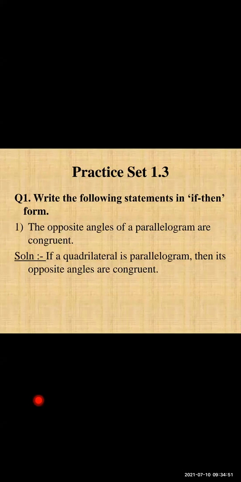If a quadrilateral is a parallelogram, then the opposite angles are congruent. Okay. If a quadrilateral is a parallelogram, then its opposite angles are congruent. Like this, you are going to write down the answer first. So if you want to write it down, you can write it down, or if you want to, you can take a screenshot of the answer also. Okay. Now we will see the second example.